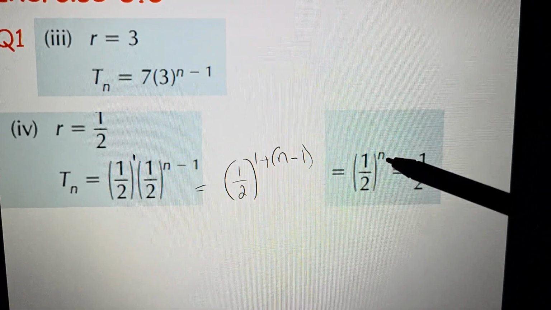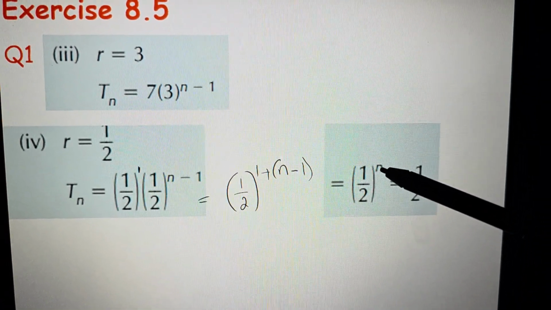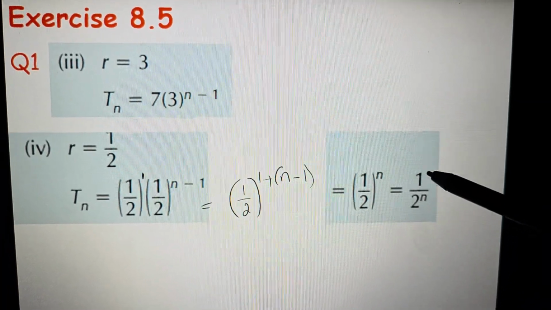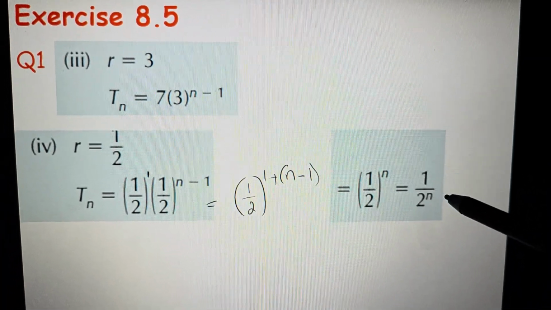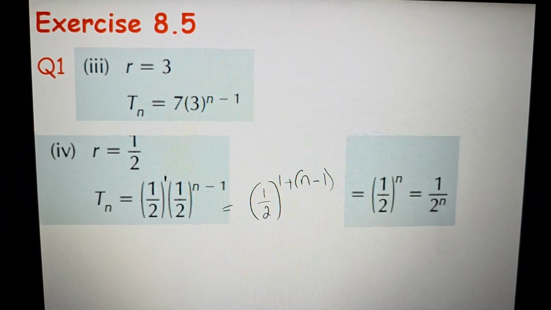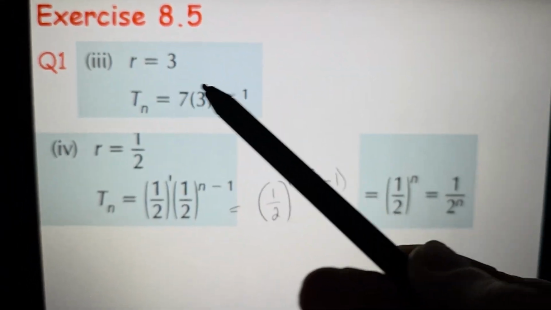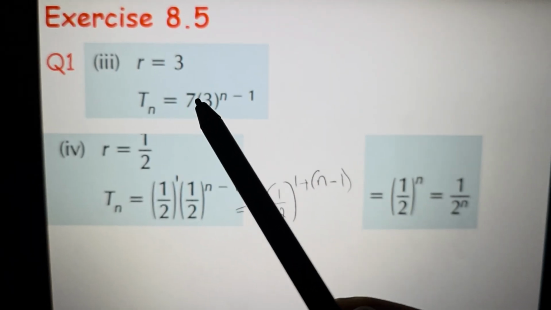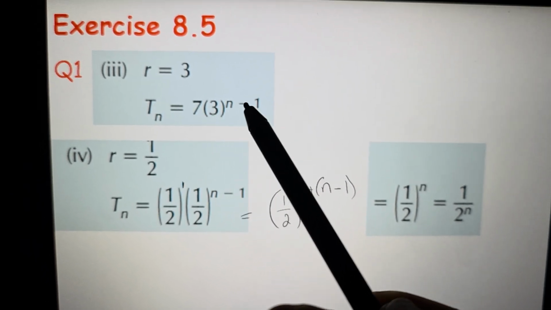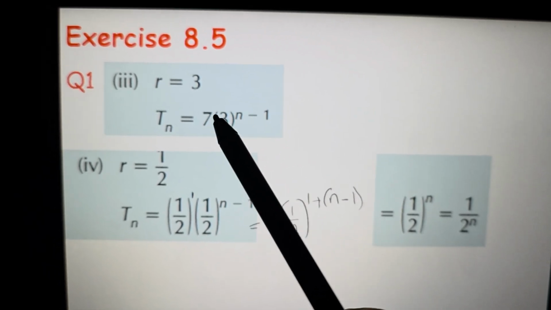Everything in that bracket is being put to the power of n, so that means 1 gets put to the power of n, and 2 gets put to the power of n. But remember, 1 to the power of anything is still just 1. So I have now written my T of n formula as 1 all over 2 to the power of n. In the last one, you can't simplify that anymore. You cannot multiply the 7 by the 3 and get 21, because the 7 is not being put to the power of n minus 1. So I can't do any more with that one.